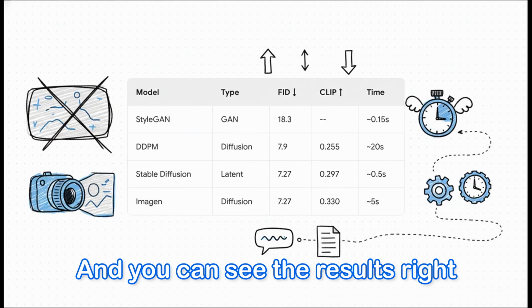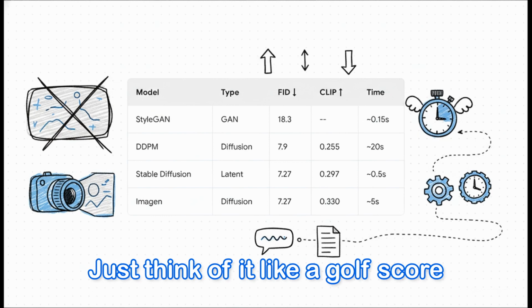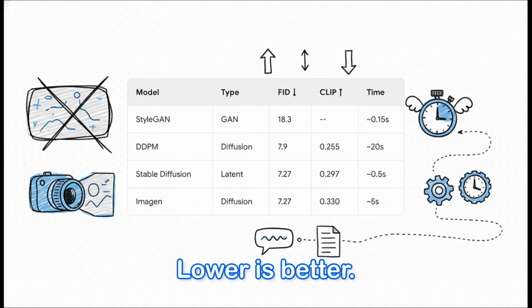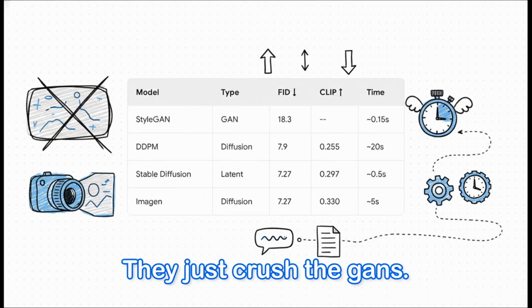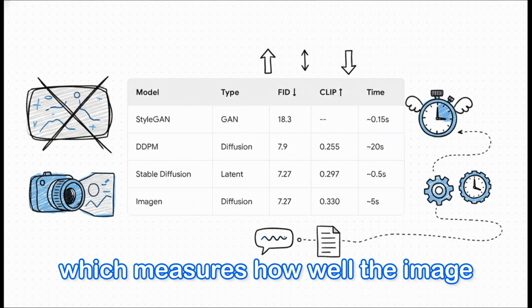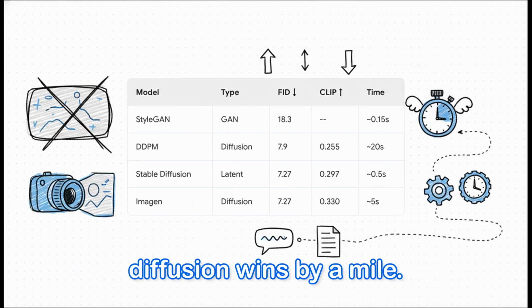And you can see the results right here in the data. Let's look at the FID score. Just think of it like a golf score for how realistic an image is. Lower is better. Look at Stable Diffusion and Imagen. They just crush the GANs. Then there's the CLIP score, which measures how well the image actually matches the text. Here, higher is better, and again, diffusion wins by a mile.